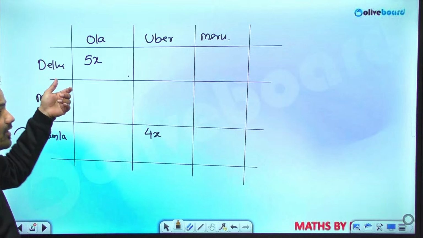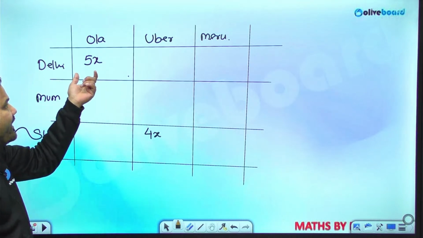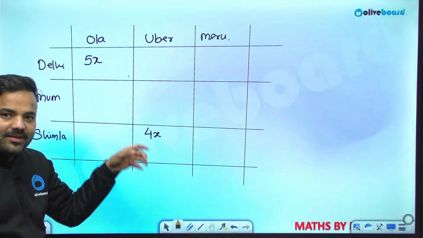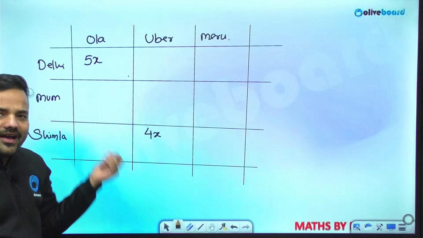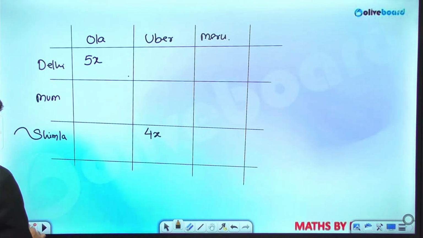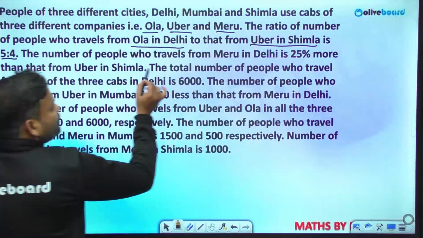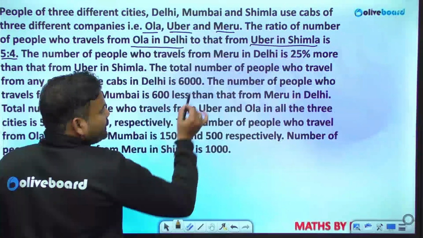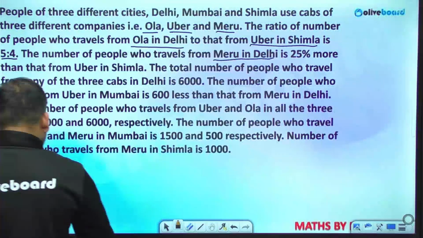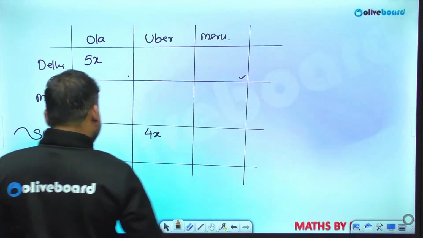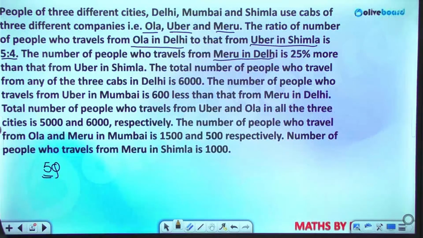The ratio of number of people traveling in Ola in Delhi and Uber in Shimla is 5 and 4. 5 and 4 means 5x and 4x. X is what? The highest common factor. Fine. अब देखते हैं अगला क्वेश्चन क्या कह रहे हैं. The number of people who travel from Meru in Delhi. This particular value is Meru in Delhi.